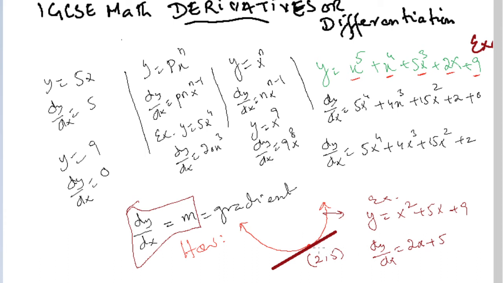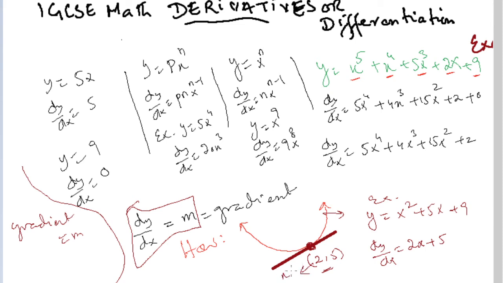Now what I'm doing, I'm getting the gradient of this tangent line. This tangent line is touching this curve at this point (2, 5), and I want to get the gradient of this tangent line at this point. You know gradient is what? Gradient is basically m.